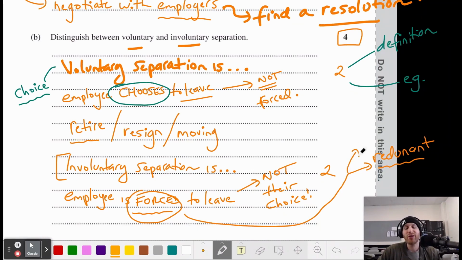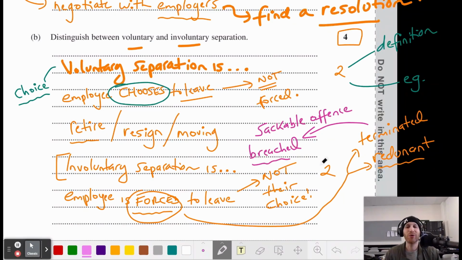The other thing you could think about is that maybe the employee, well, not the employee themselves, but their employment has been terminated, right? That they've essentially been fired. Here we can think about that maybe they've committed a sackable offense. And so the company is saying it's time for you to move on, it's not your choice. And these are the reasons why.